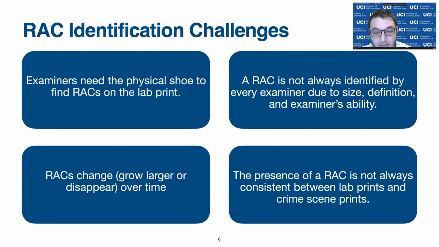And then the presence of RACs might not always be consistent between lab prints and crime scene prints. If the crime scene print is a partial print, or if it's not as deep of an impression, it might not have picked up small RACs. But when you make a lab print out of the suspect shoe, more markings could appear, and vice versa.